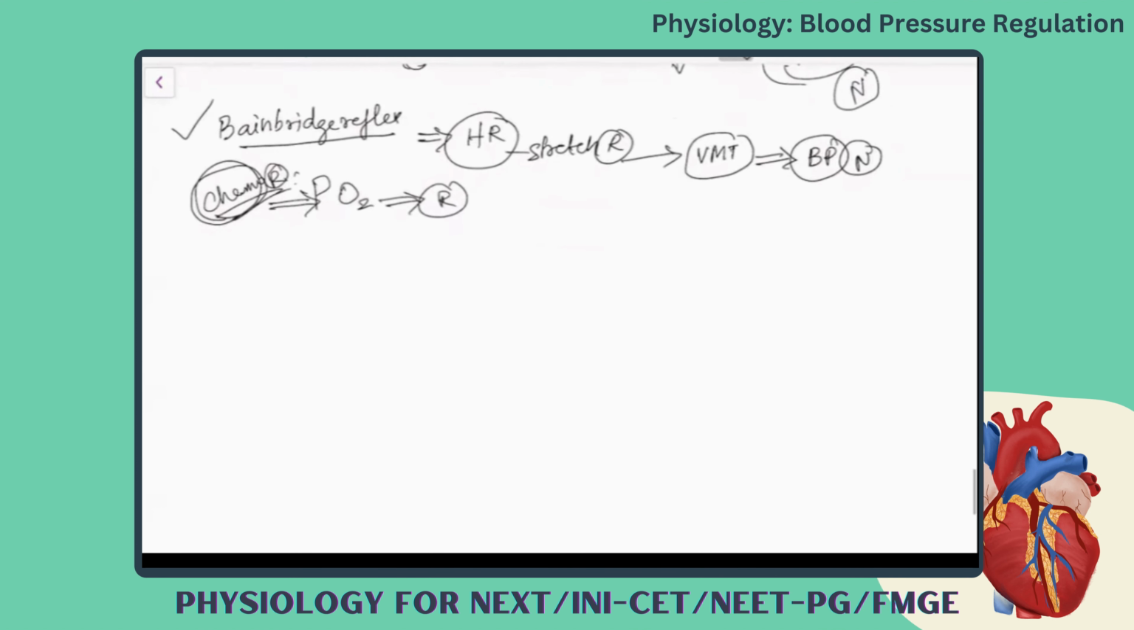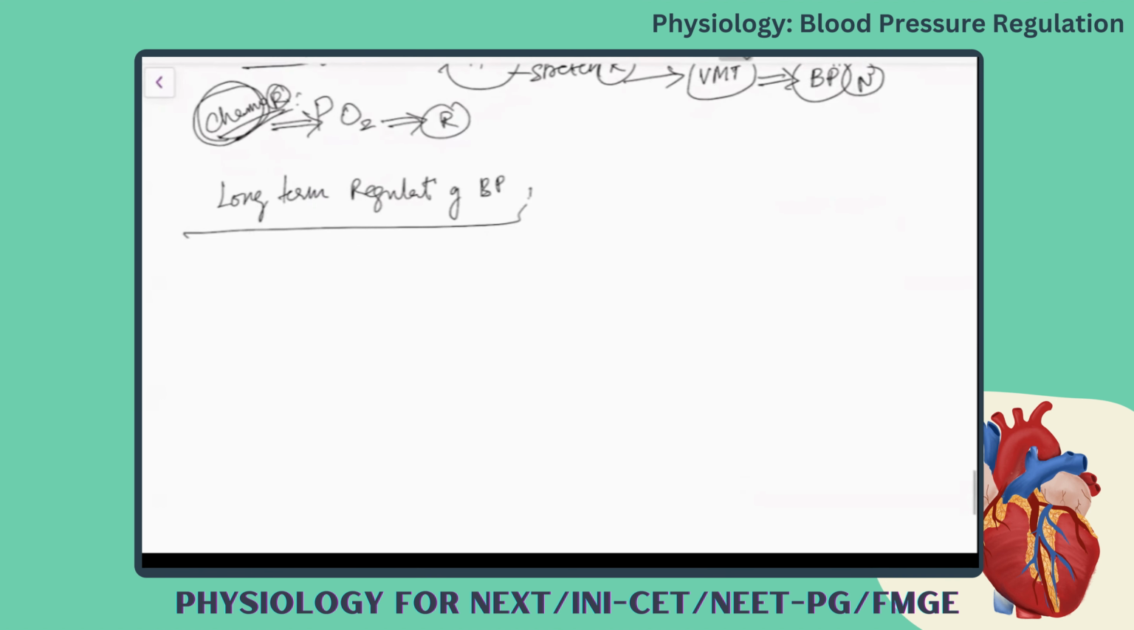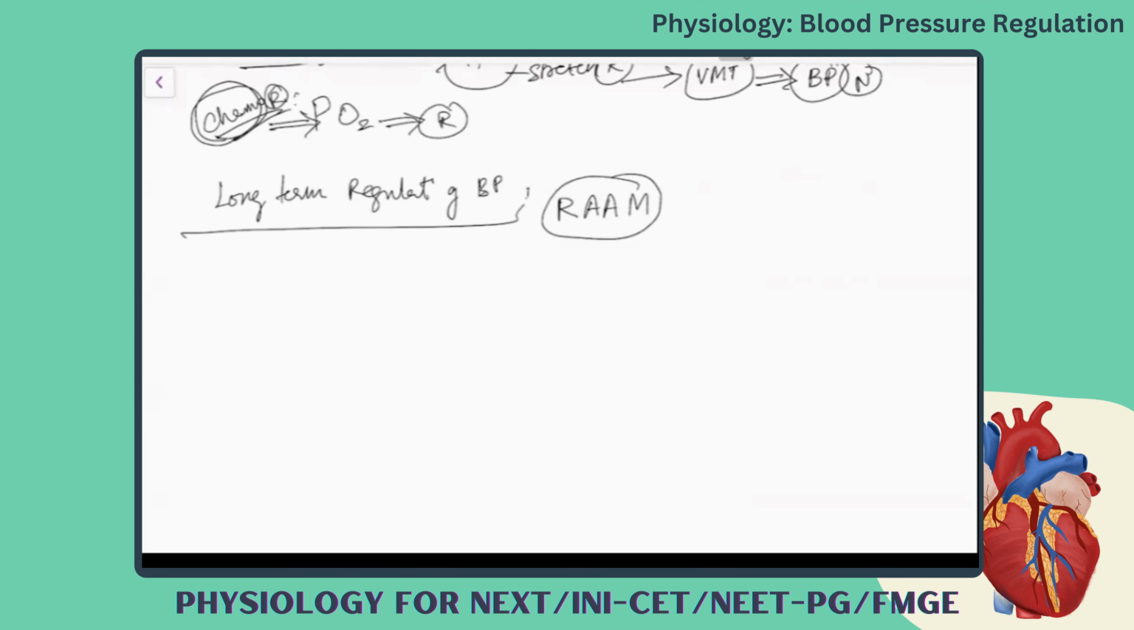So that is by the long-term regulation of blood pressure. So how is this going to do the function? The most important mechanism which we will always encounter is the renin-angiotensin-aldosterone mechanism. That is, we will call it RAS.